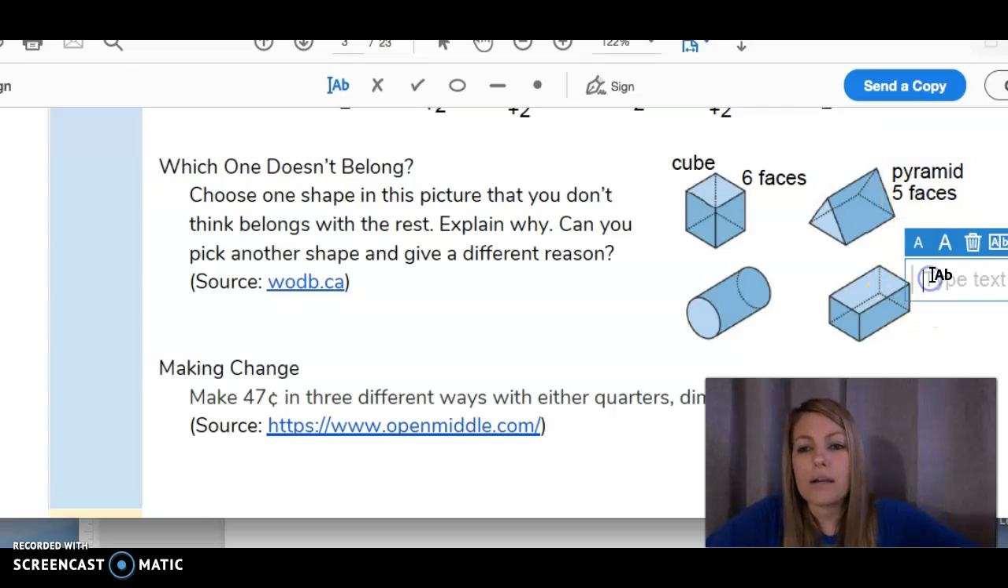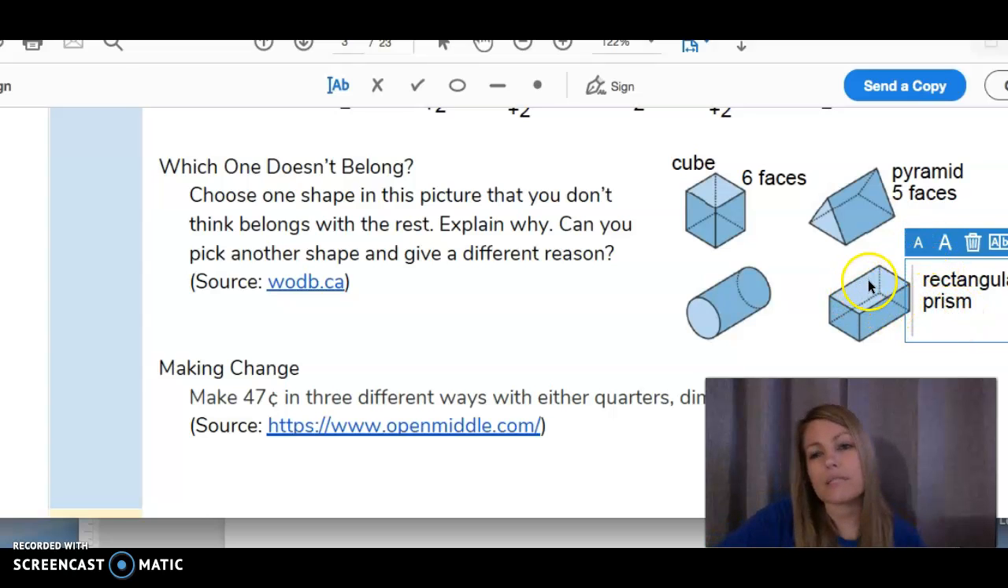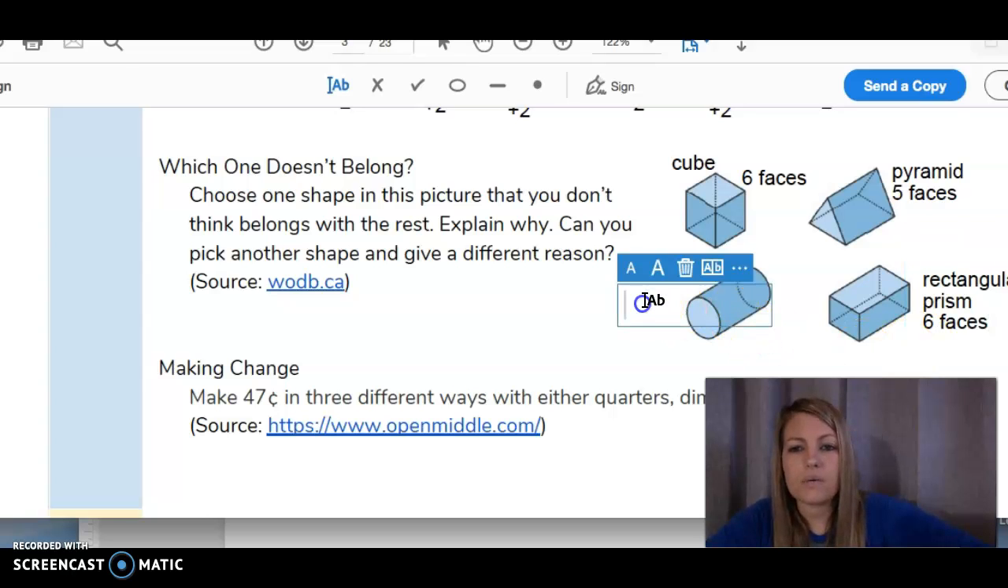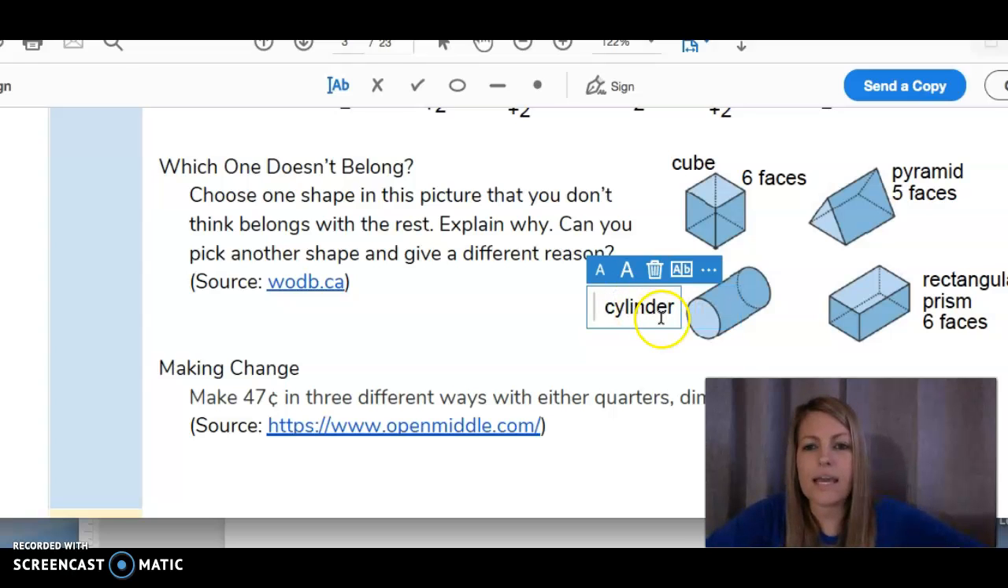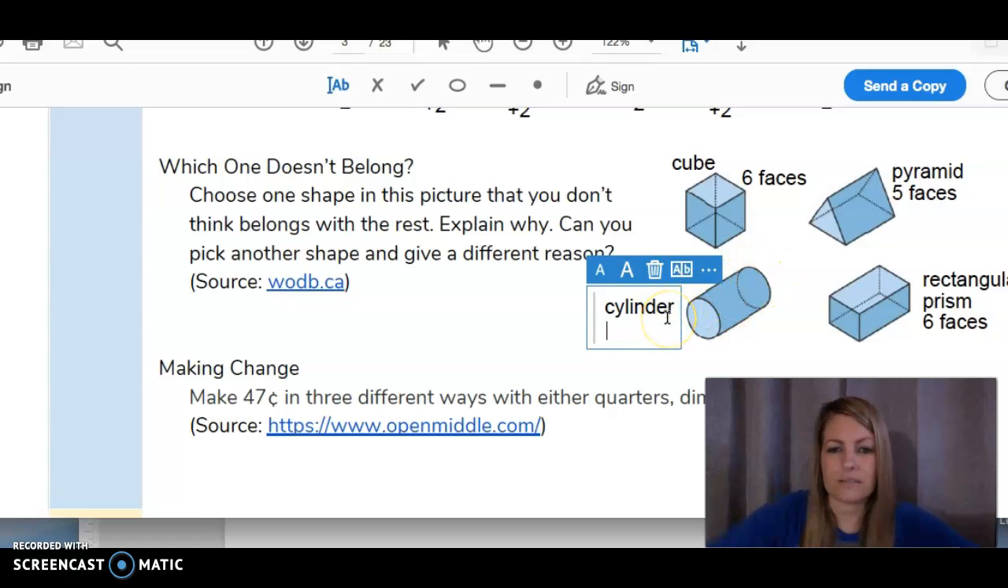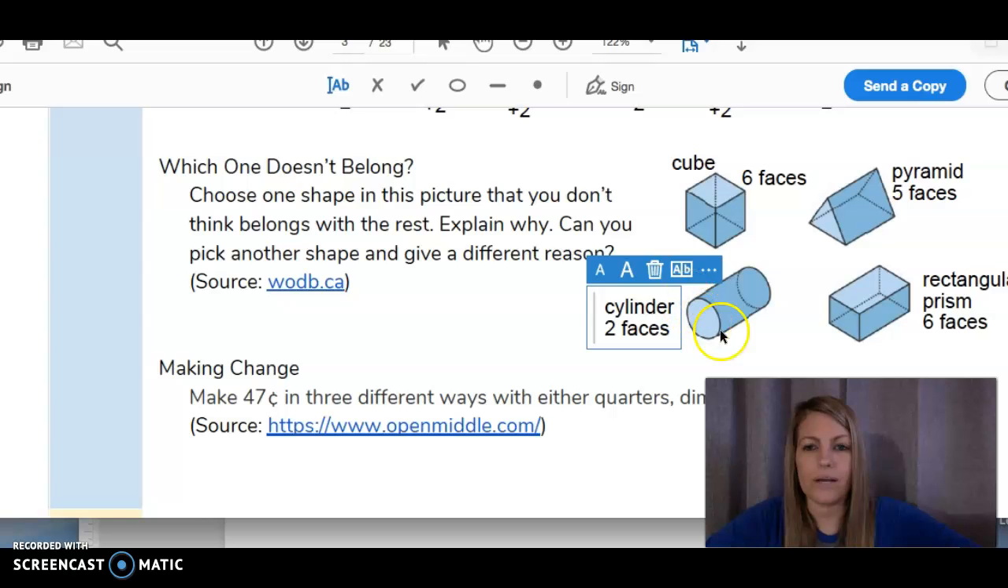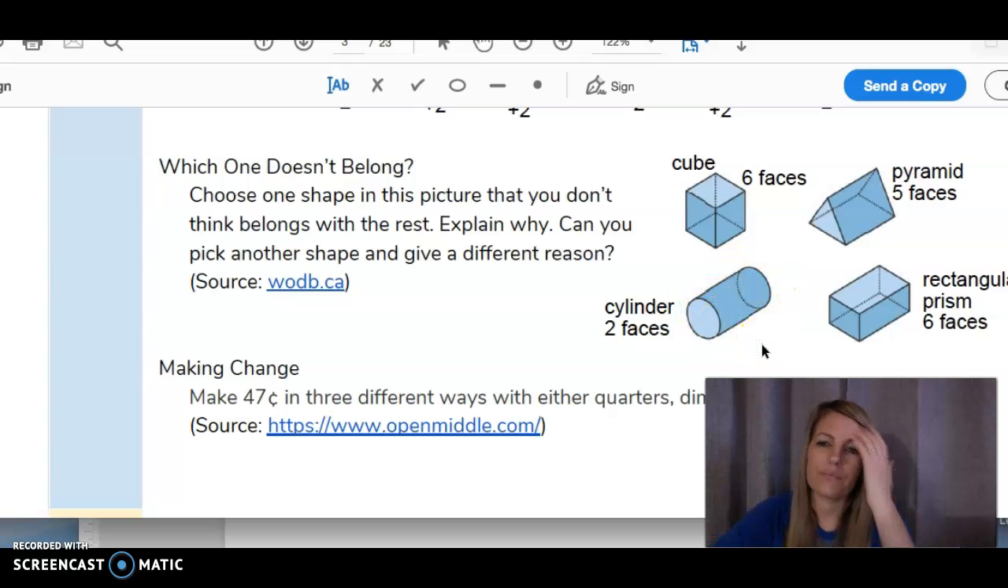Okay, down here is that rectangular prism that I was telling you about. A rectangular prism has 1, 2, 3, 4, 5, 6 faces. Okay, and then this one is interesting. This is our cylinder. Looks kind of like a can of soup or a can of soda, and our cylinder has 1, 2 faces. Okay, now, which one of these shapes do you think does not go with the rest?